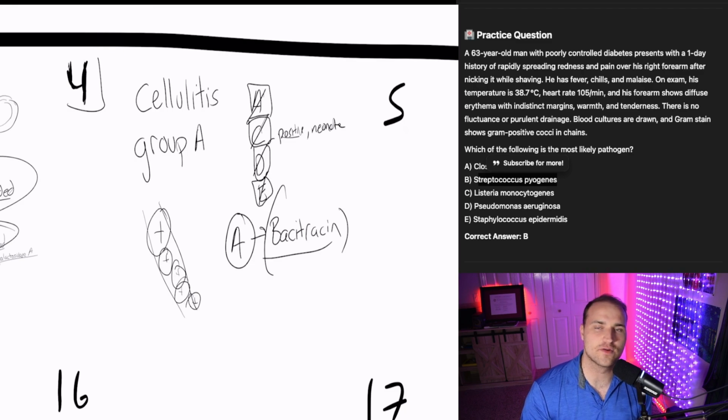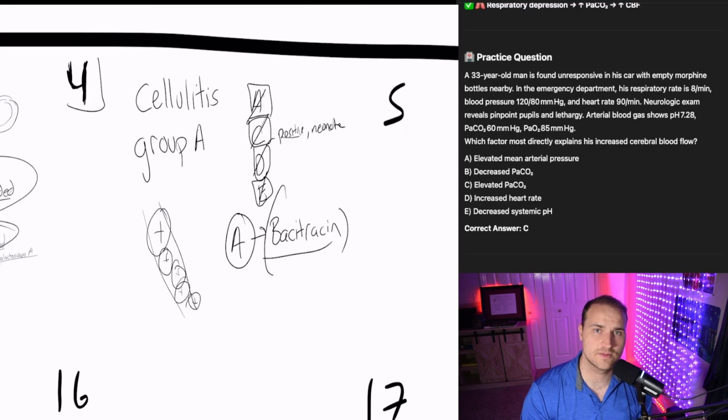A is more skin and throat infections, and B is for the babies. So serious newborn infections. All right, for this next one, we have a 33-year-old man unresponsive in his car. Empty morphine bottle nearby. Arterial blood gas shows a pH of 7.28, PaCO2 at 60, PO2 at 85. Which factor explains his increased cerebral blood flow?